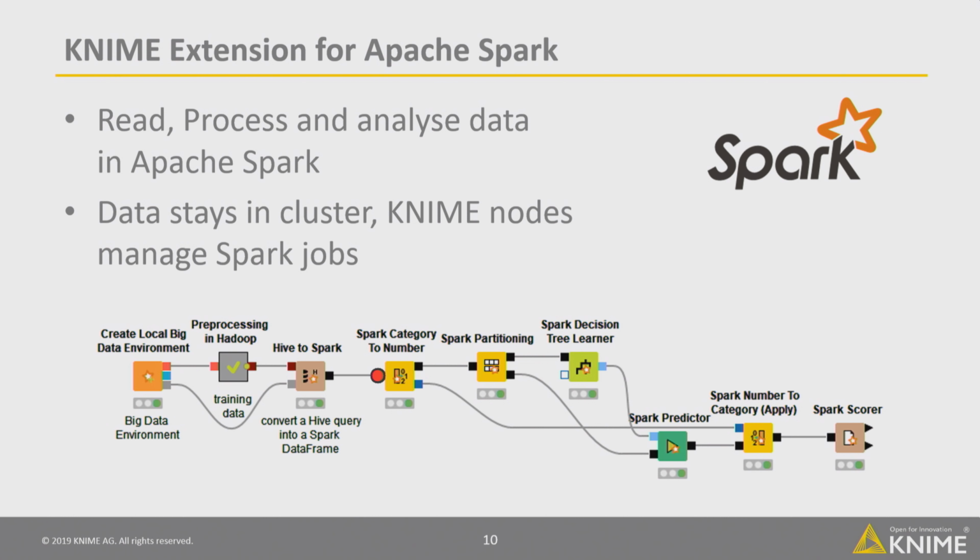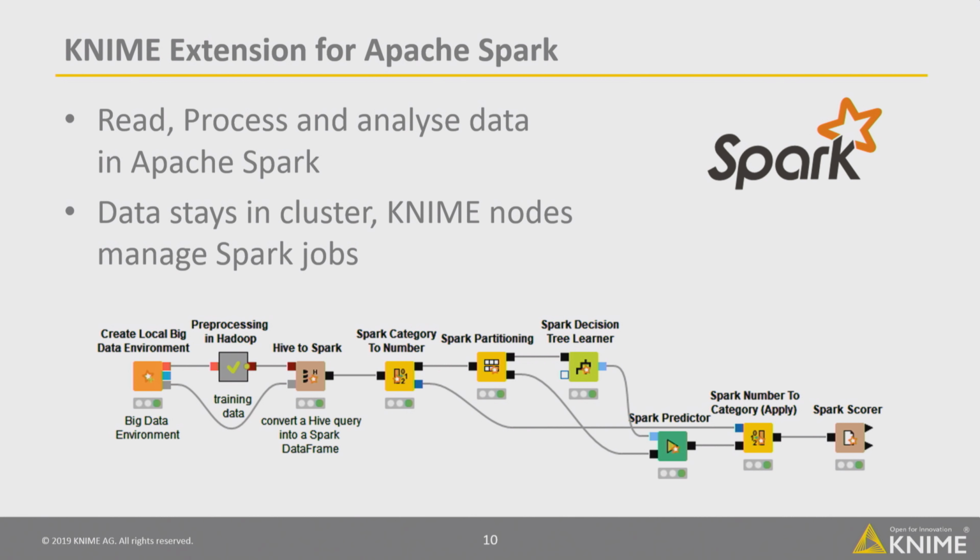In this case, the ports are not red but black, and there are different nodes that allow you to compose a Spark query. There's also a machine learning integration available based on MLlib. So for instance, in this case, there's a decision tree learner and a predictor, the typical pattern that you also find in KNIME. So the nodes adhere to the same usage pattern as standard KNIME nodes.